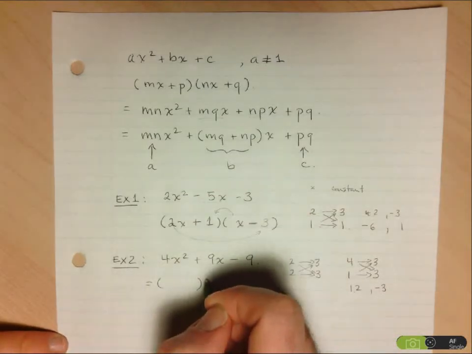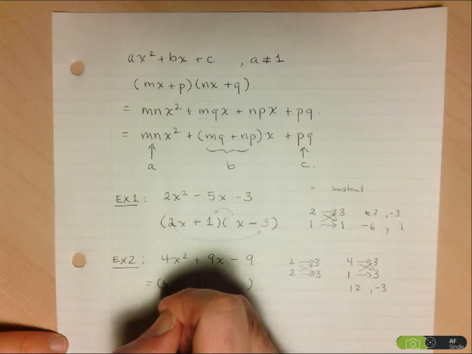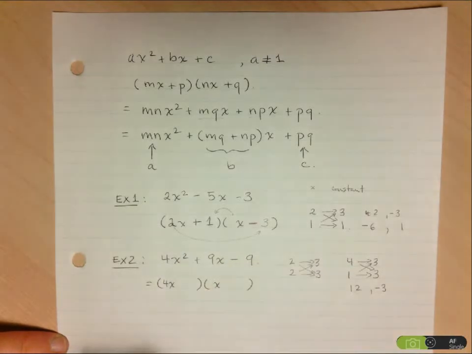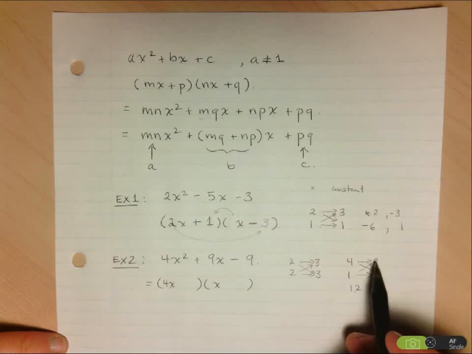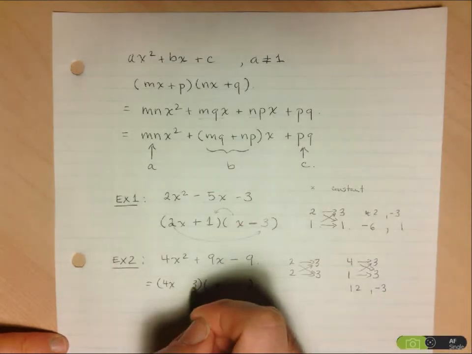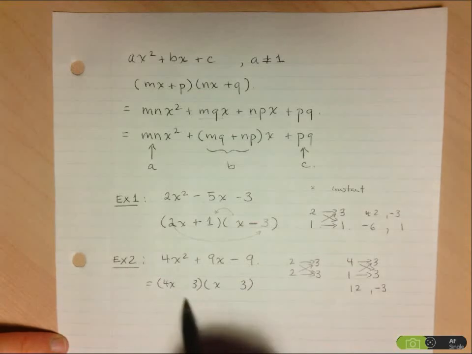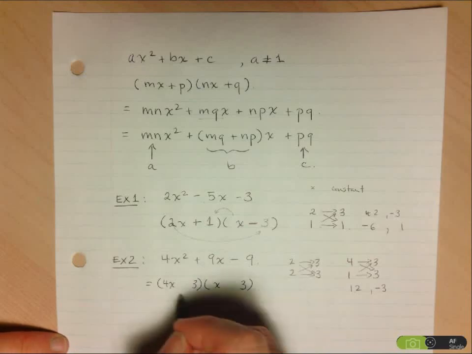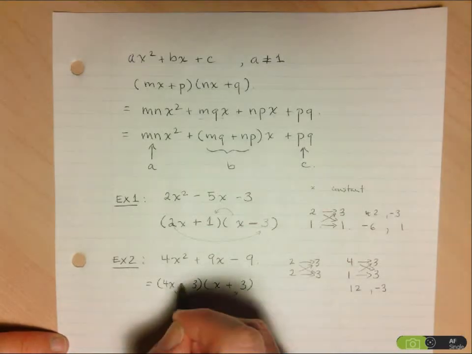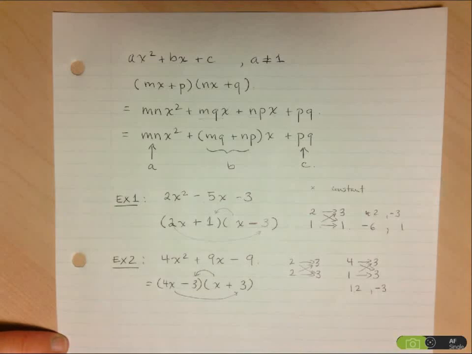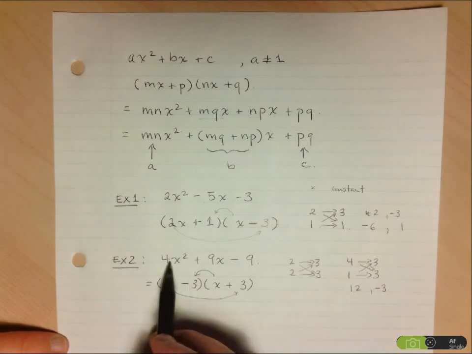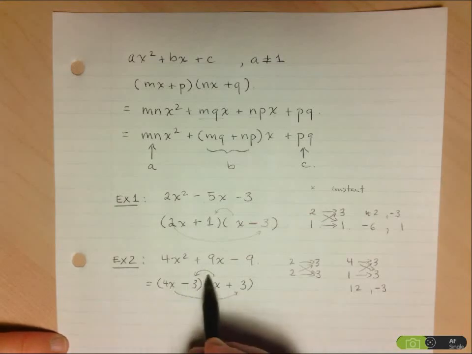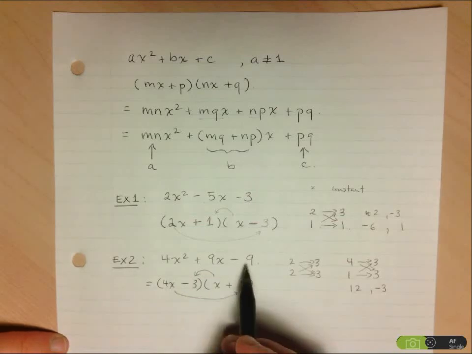So that means we know that we're going to use 4 and 1, so 4x and 1x. And here we're going to use 3 and 3. Okay? Let's make sure we get the sign correct now. We have 12 and 3. So since we need positive 9, we need positive 12 and negative 3 for that. Okay, let's check it out. 4x times x, 4x squared. 12x minus 3x, 9x, negative 3 times positive 3, negative 9.